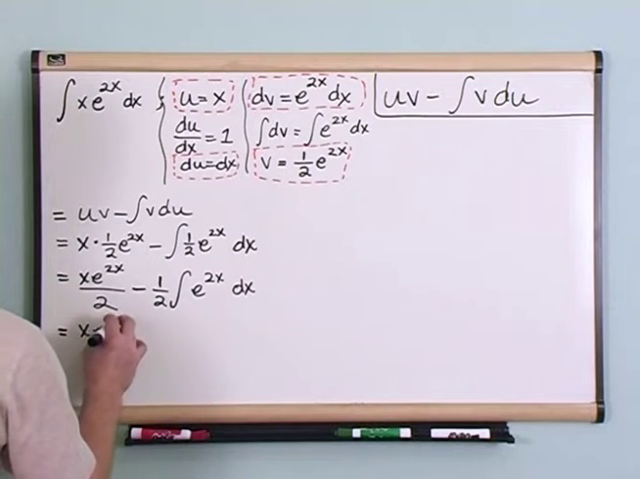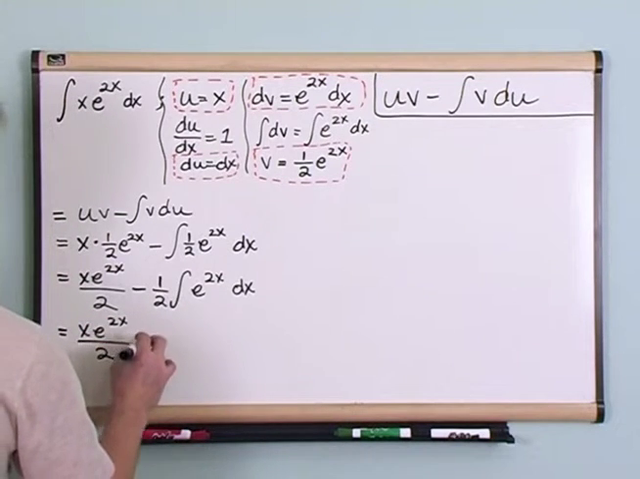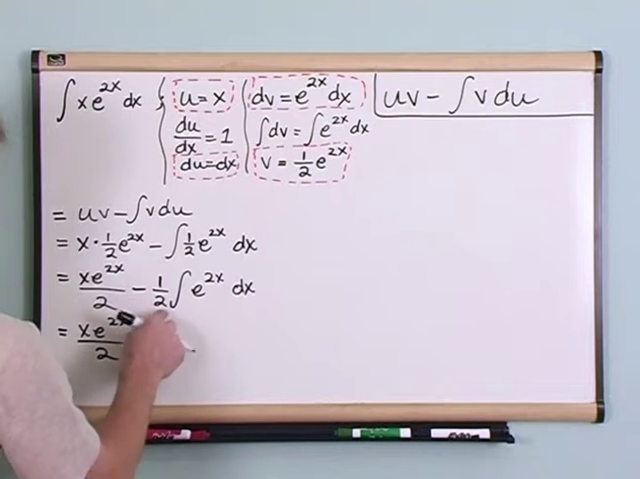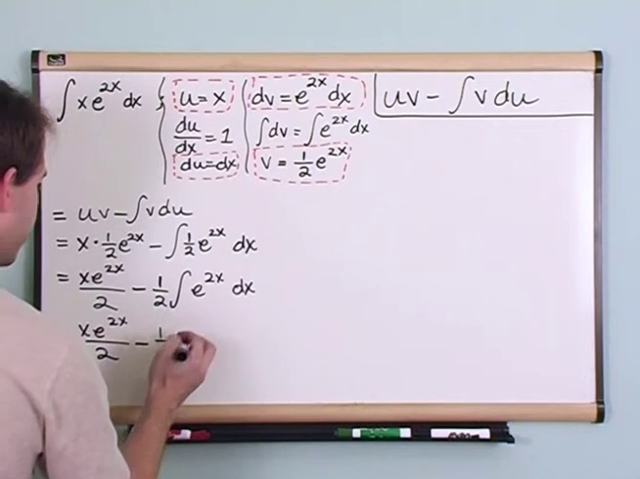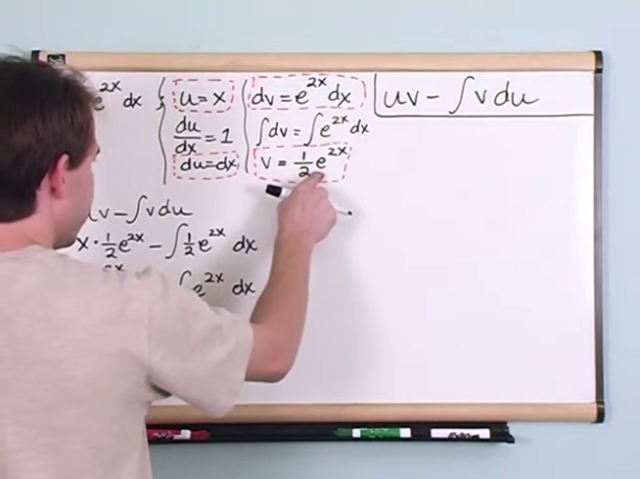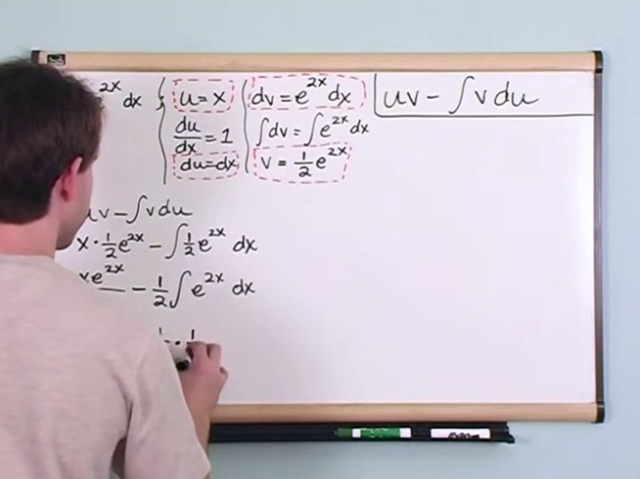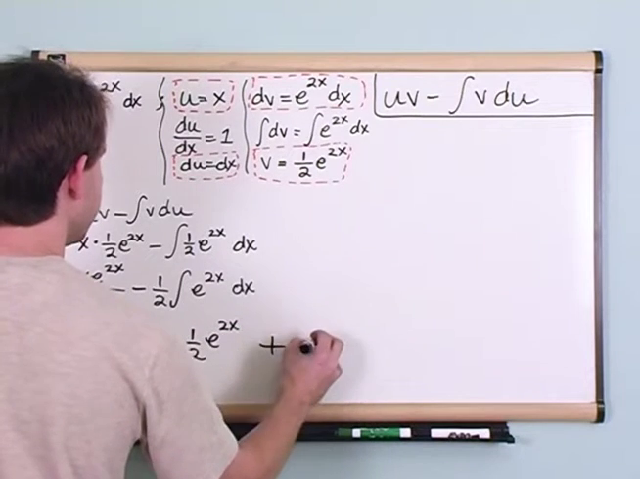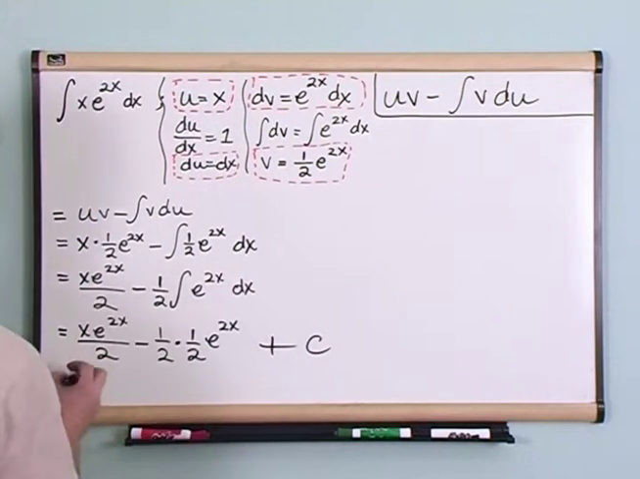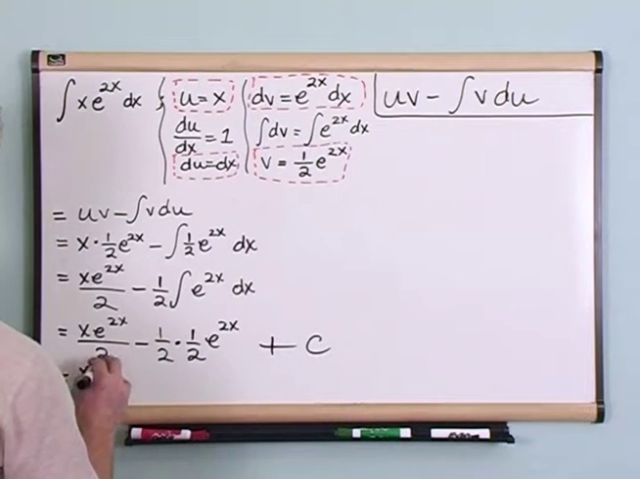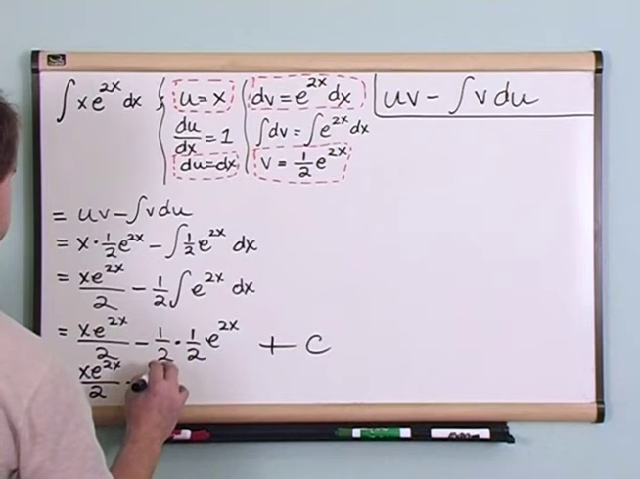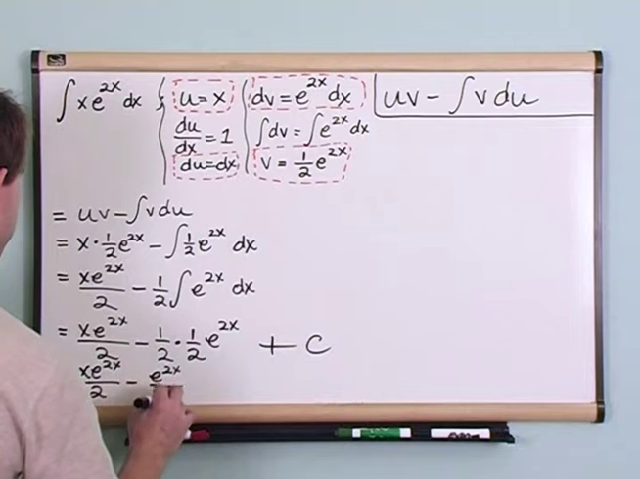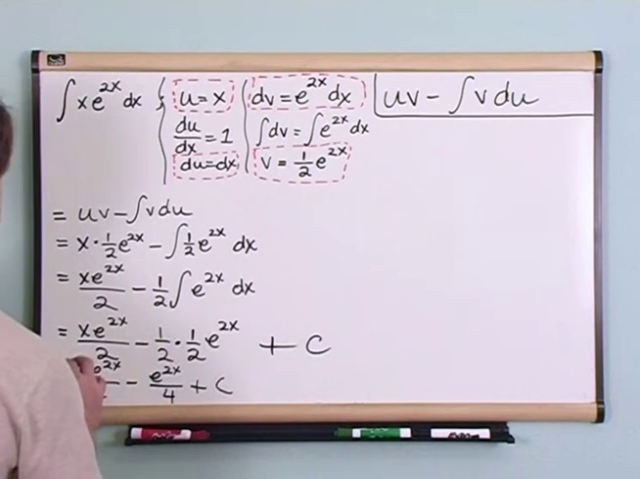x e to the 2x over 2 minus 1/2. This is the 1/2 that was written in front. Now we got to figure out what this integral is. The answer to this integral, we've already calculated it. It's 1/2 e to the 2x. Don't forget, anytime you do integration, you got to add that constant. So in the end, the answer to the problem is x e to the 2x over 2 minus e to the 2x over 4 plus a constant.